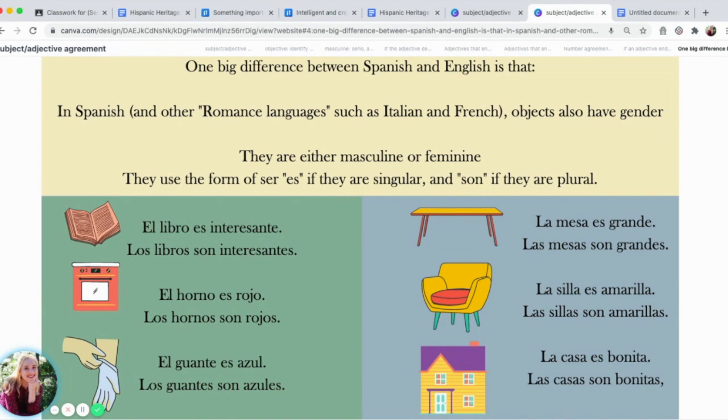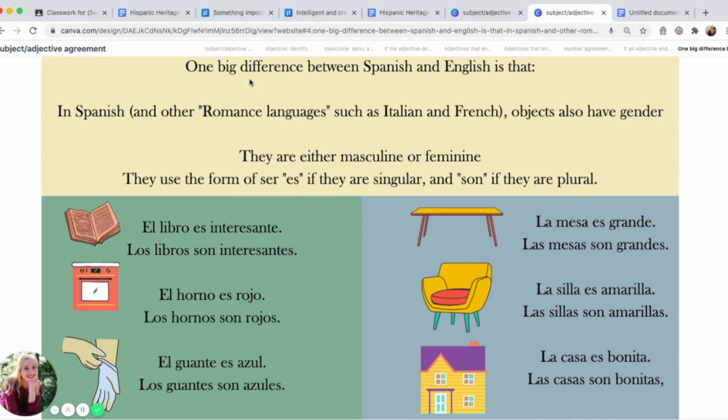So a major difference between Spanish and English, we've discussed this a couple times, but it's really important that we have a good understanding of this. In English, people have gender, right? Male, female. In Spanish, objects also have gender. And this is not just in Spanish. Romance languages follow this same rule. So Spanish is a Romance language, Italian and French are Romance languages.